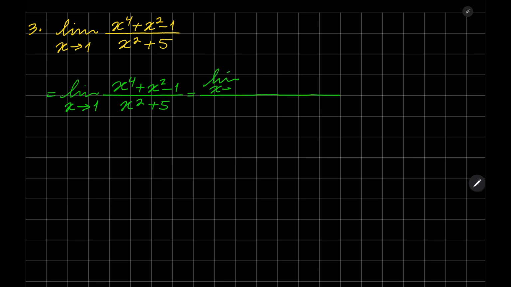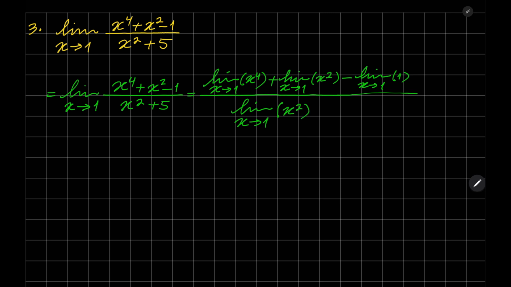limit as x approaches 1, x to the power of 4 plus limit as x approaches 1, x squared minus limit as x approaches 1 1, divided by limit as x approaches 1 x squared plus limit as x approaches 1 5.